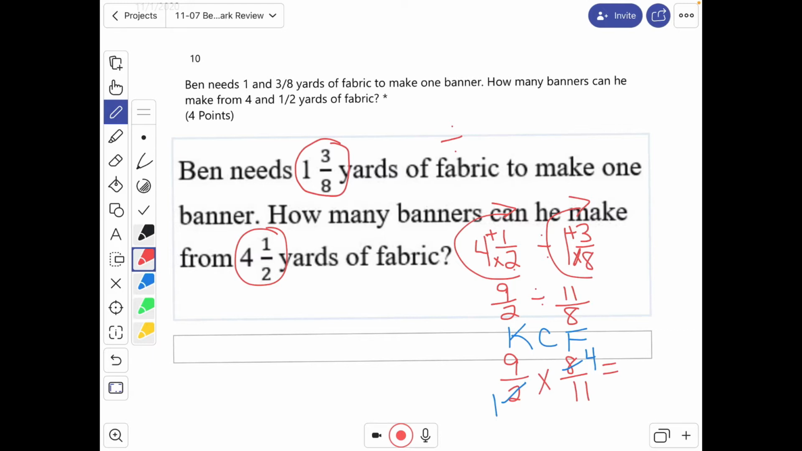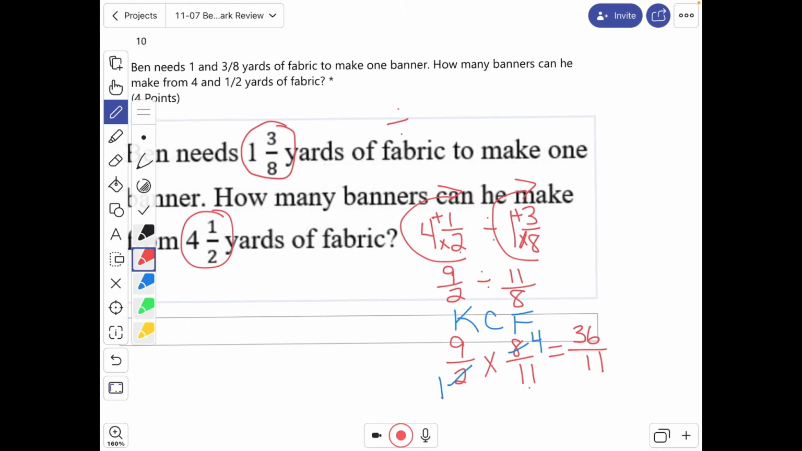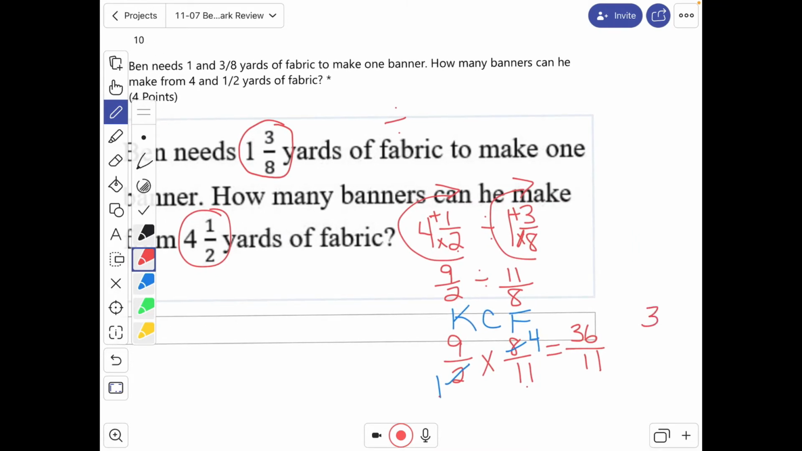Now that we've simplified, we can go straight across. 9 times 4 is 36, and 1 times 11 makes 11. That's improper, so we're going to need to divide that out. Man, horse. Man goes in the house. Horse goes outside. 11 goes into 36 3 times with 3 left over. So that's 3 3/11. Because remember, the leftovers go on top, and the denominator is whatever it started out as. So the answer is 3 3/11.